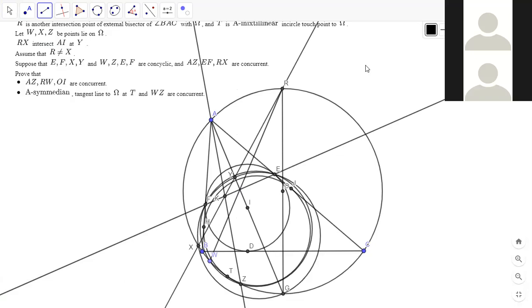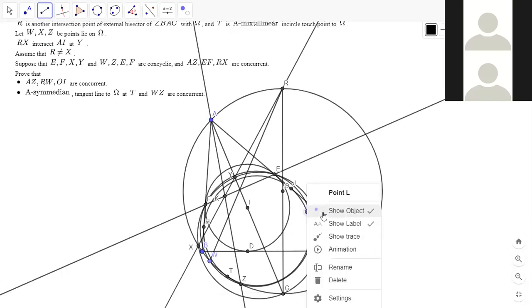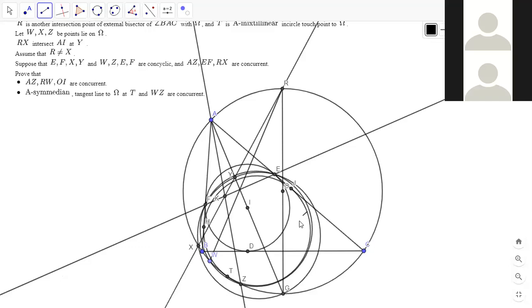I'm sorry, what did you say? You don't think what's going to help? Can we remove the mixed linear circle? Because we will use the T point. I agree. We can remove the mixed linear circle.